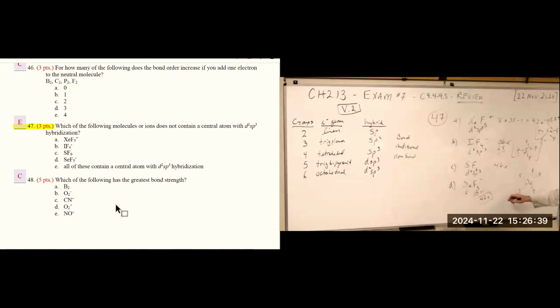2, 4, 6, 8, 10. 32 left over. So 5 times 6 is 30. And that's 2. So 1, 2, 3, 4, 5, 6. They're all d2sp3. All these contain central. Oh, that's why E is the answer.